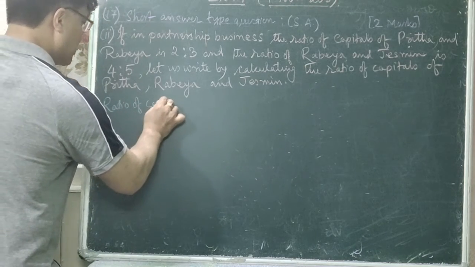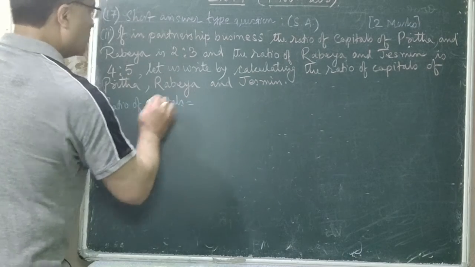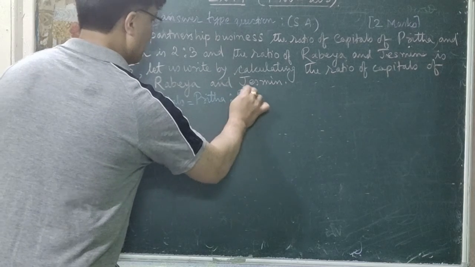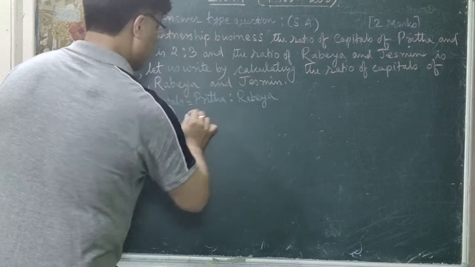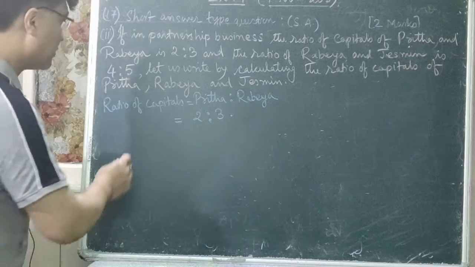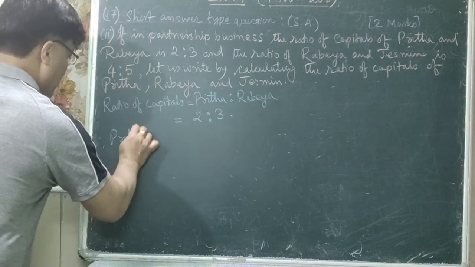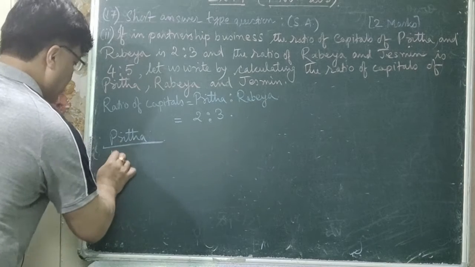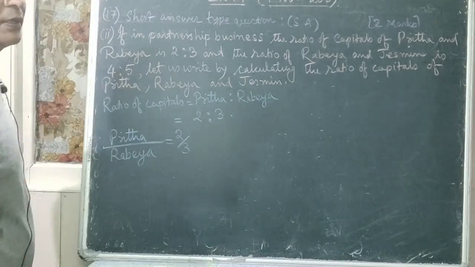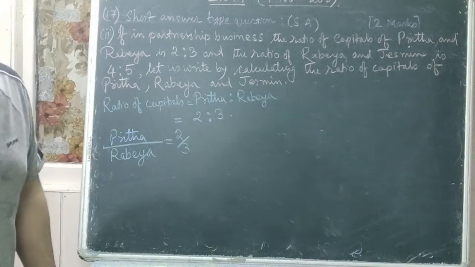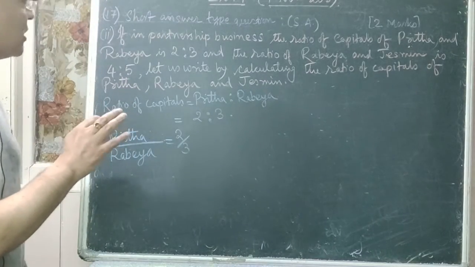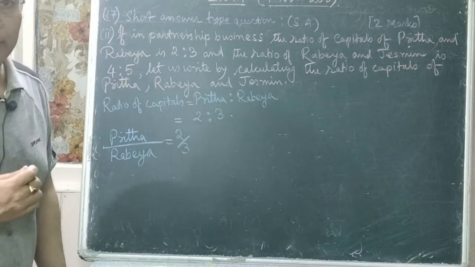Now ratio of capitals is equal to Preetha is to Ravia, right? So which is equal to, it is 2:3. You can write it in terms of fraction. So therefore Preetha divided by Ravia is equal to 2/3. So let us write it in terms of fraction. Okay. Similarly, you can write down the ratio of Ravia is to Jasmine is equal to 4:5 in terms of fraction here also, isn't it?